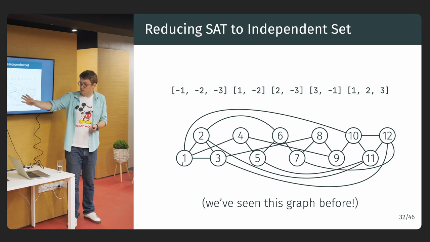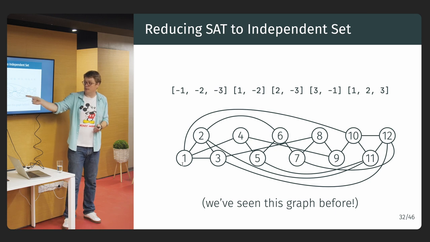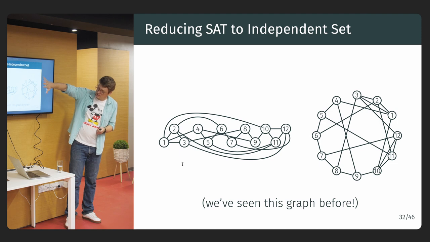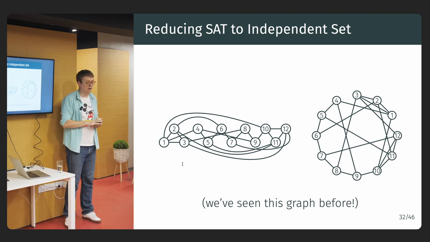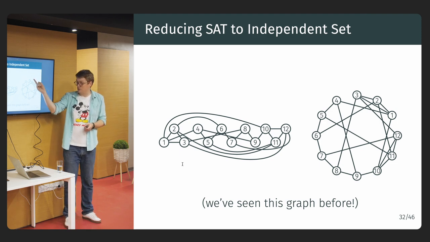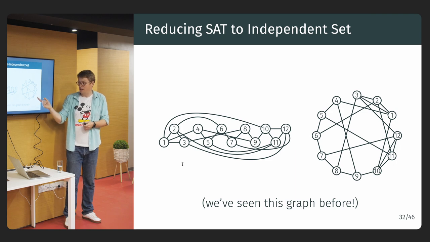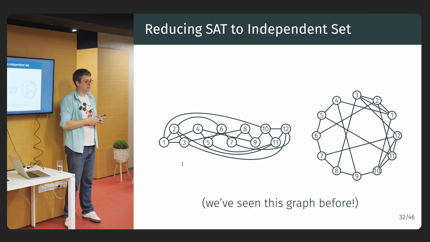Let me also mention that it is interesting to note that we've seen this graph before. If we just relabel the nodes and redraw this graph, then this is exactly the graph that I've shown you before. And the reason why there is no independent set of size 5 is that the formula is unsatisfiable.